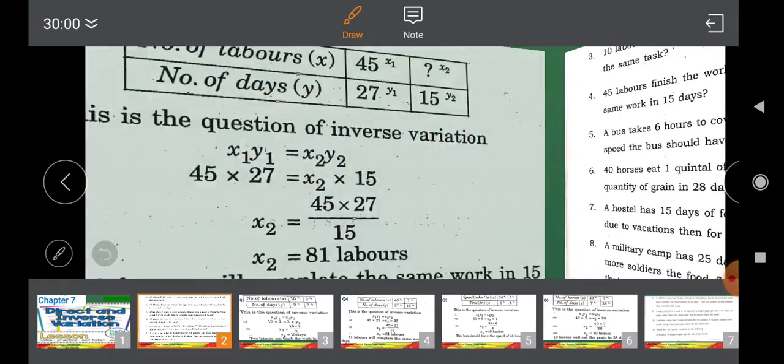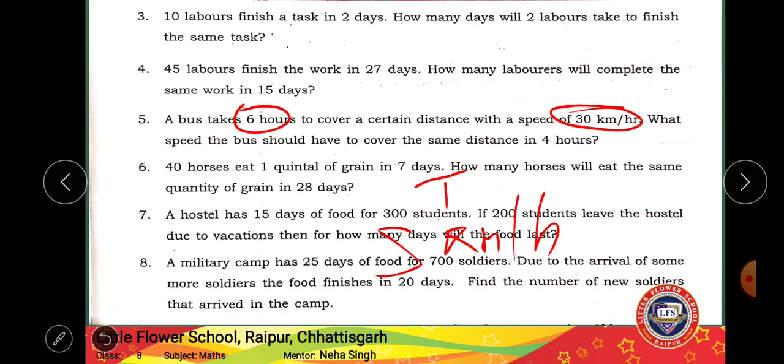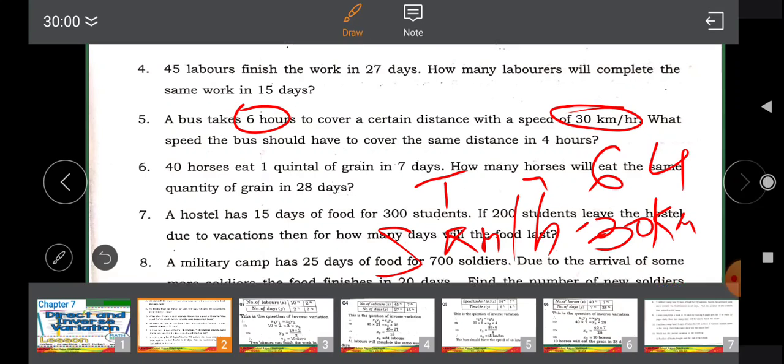Right, now moving on to the next question. A bus takes 6 hours to cover a distance with a speed of 30 kilometers per hour. So the two terms we will be dealing with are time in hours and speed in kilometers per hour. Time is 6 hours, at a speed of 30 kilometers per hour. So what speed is needed to cover the same distance in 4 hours?